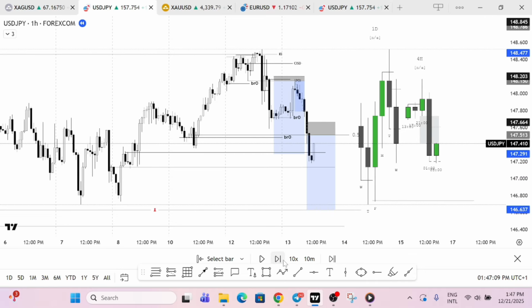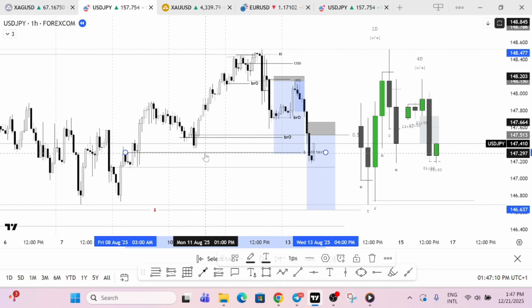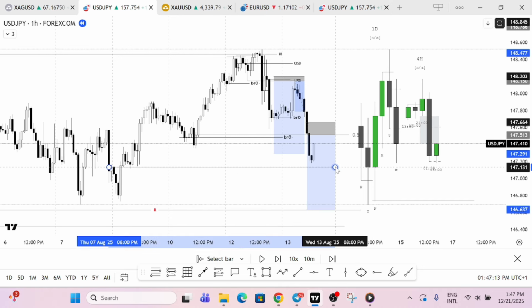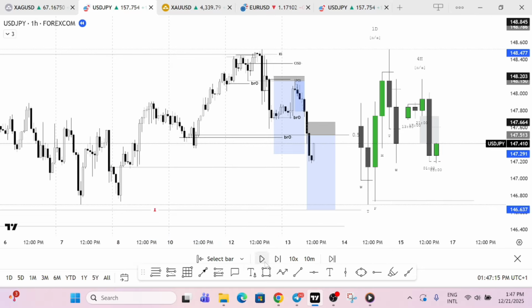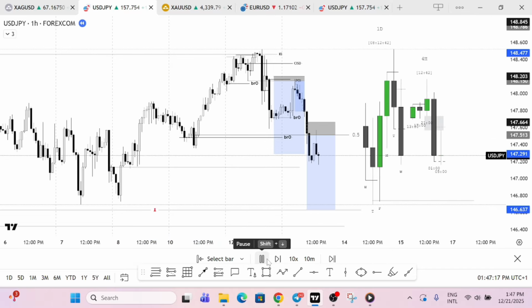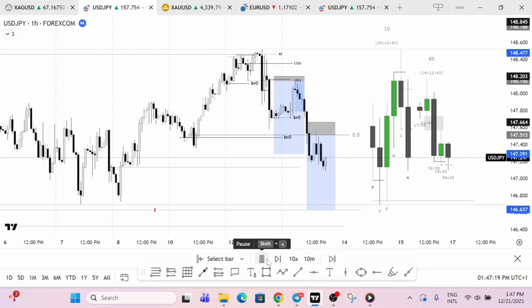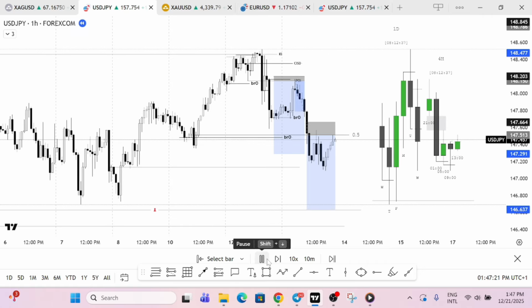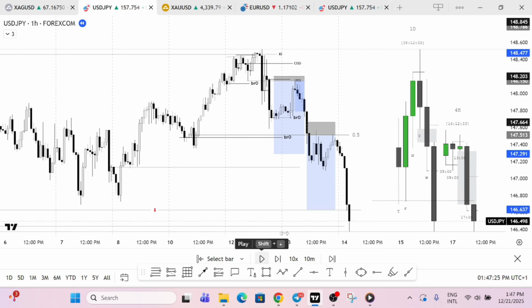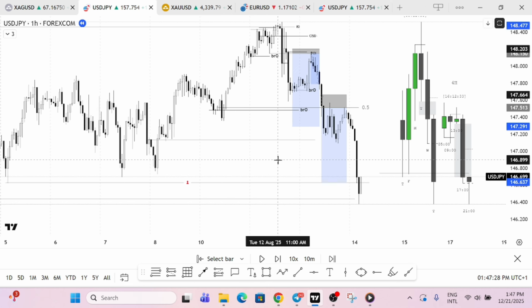Yes, so we allow price to do its thing. Let's remove this so that we can clear the chart a little bit, so we can play price and expect price to do its thing. As you can see, we have a nice push to the downside from there, and of course price got to the liquidity target.